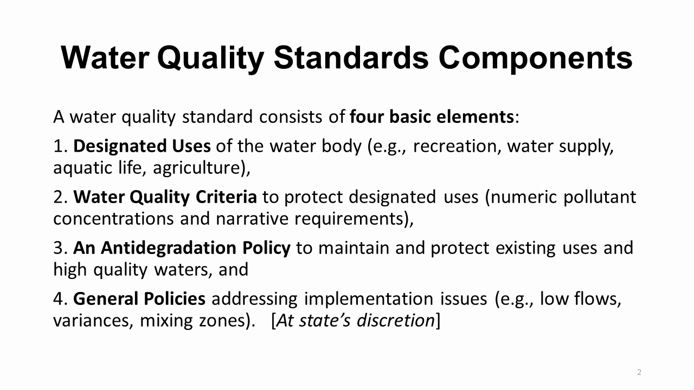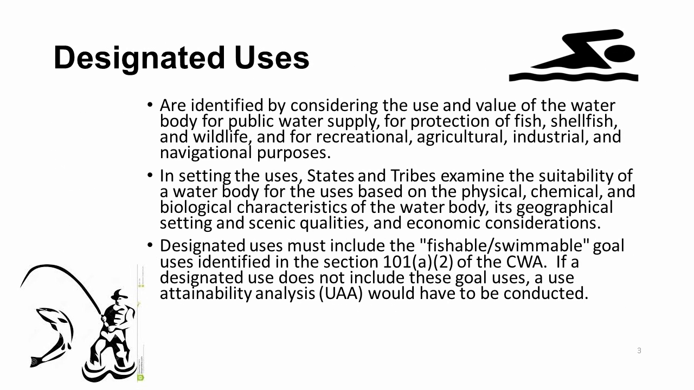So firstly, let's just flip back to, actually, maybe it'd be better if I advance this. Designated uses: states put these in place by considering the use and value of that water body for achieving those 101(a) uses. So once again, those are public water supply, the protection of fish, shellfish, and wildlife, and recreational, agricultural, industrial, and navigational purposes.